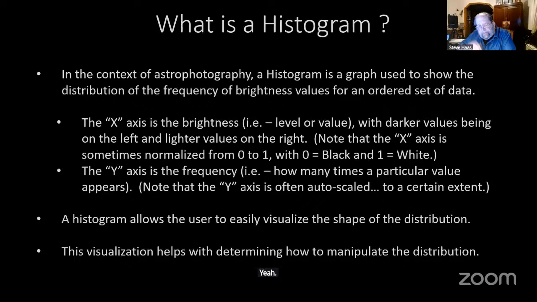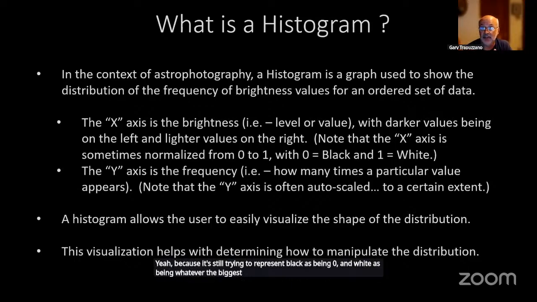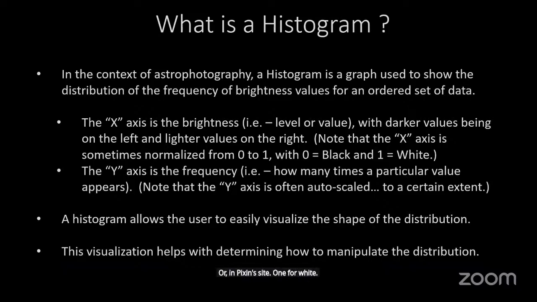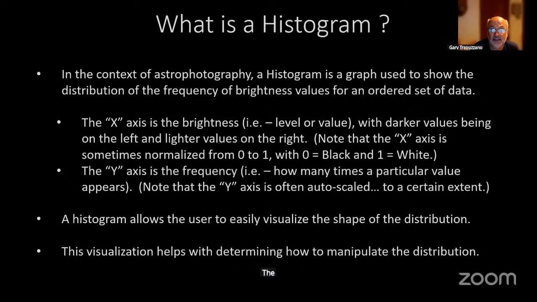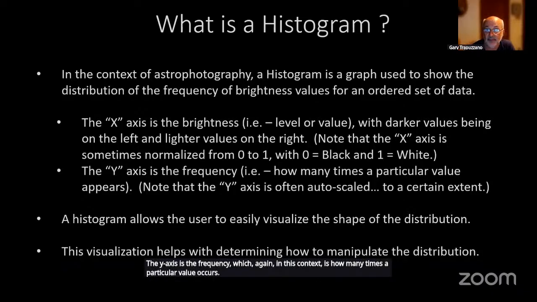Yeah, because it's still trying to represent black as being 0 and white as being whatever the biggest value is. If it's a 16-bit value, it would be 65,535, or in PixInsight, 1 for white. The y-axis is the frequency, which in this context is how many times a particular value occurs in that image.